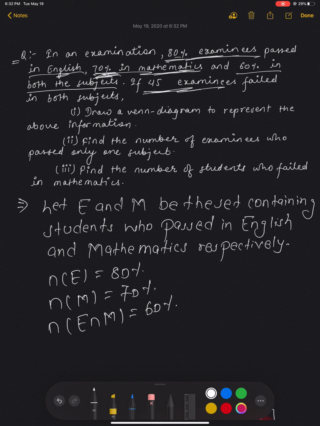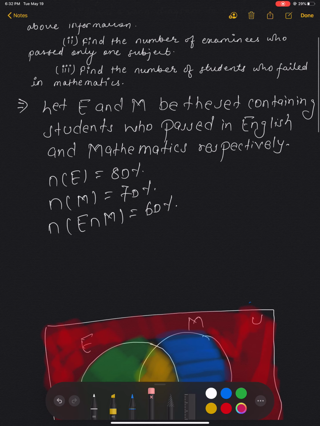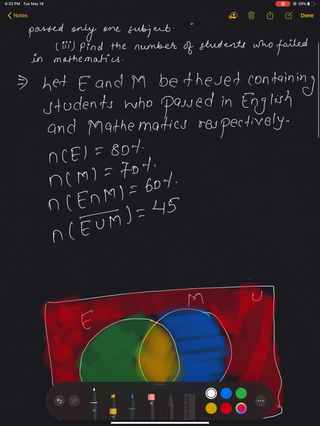Since E ∪ M is the set of students who passed in mathematics or English, that means the 45 must be outside the set. That means it must be the complement of the union of the two sets, n((E ∪ M)') is equal to 45, right? So now let's put these values in the Venn diagram.